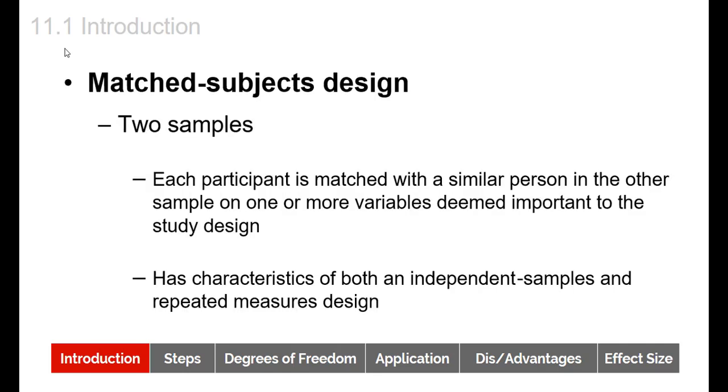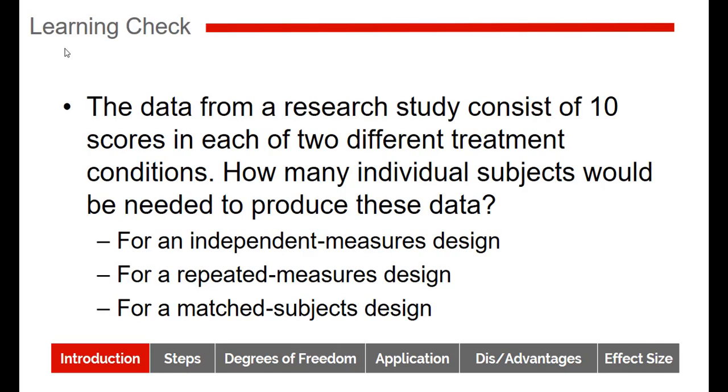So a variation on repeated measures design is something called a matched subjects design. And in this case, you have two different samples, two independent samples. However, within each sample, a participant is matched with a person in the other sample who is similar on some variable that might be important to the study design. So when you do a matched subjects design, you are sort of getting rid of some of the variation that is inherent in independent samples because you're matching up the participants, but they are still independent samples as well. So basically, we have three different types of studies we could be looking at.